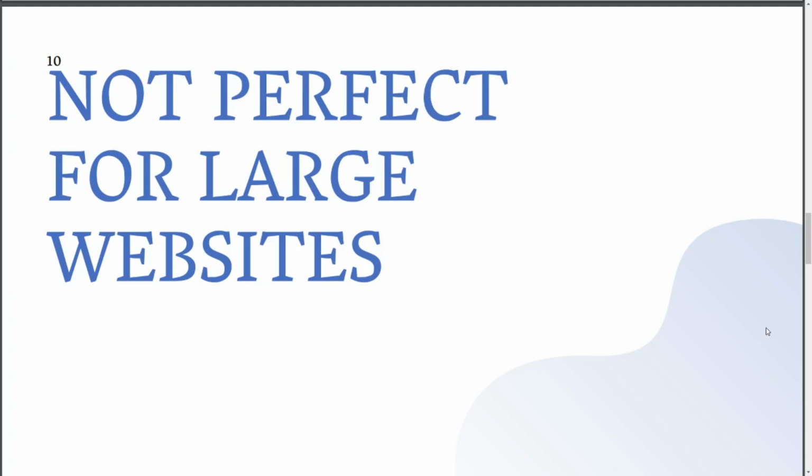I'm not saying that big brands do not use Wix. They do use Wix, but they have a much more customized or much more expensive plan. If you are going with a starter plan or a free plan, it is very bad for a large audience, guys. So you have to take this into consideration.